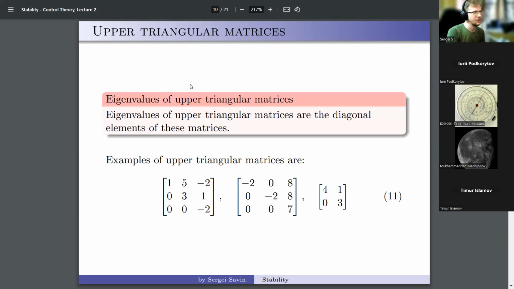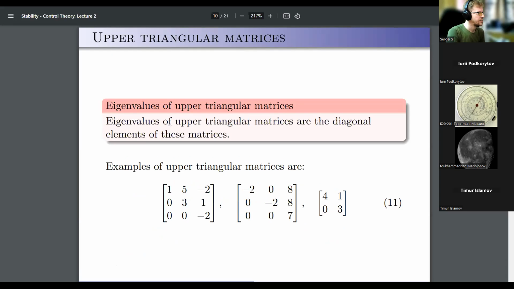Okay, that is one of those rare nice cases which we can use. So if we have an upper triangular matrix, so matrices of this type, right? The eigenvalues, so why do we call them upper triangle? If you draw a triangle like this, it would contain all non-zero elements of those matrices. Right?